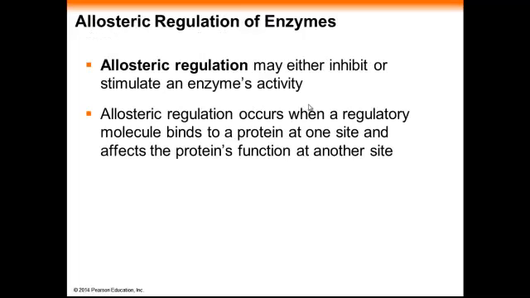One type of regulation is what's called allosteric regulation, and this may inhibit or stimulate an enzyme's activity. This usually occurs when a regulatory molecule binds to an enzyme at a site other than the active site, and it can change the structure of the enzyme and therefore change its function.